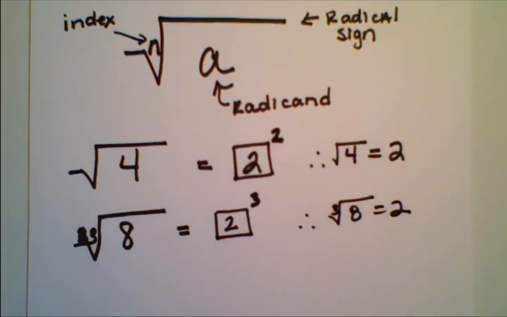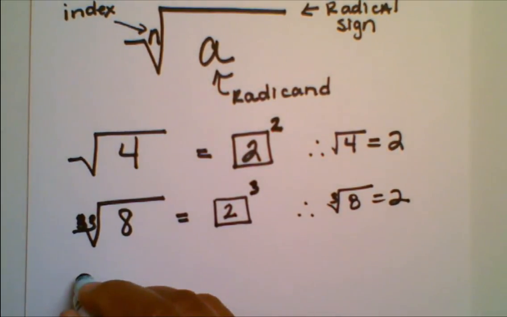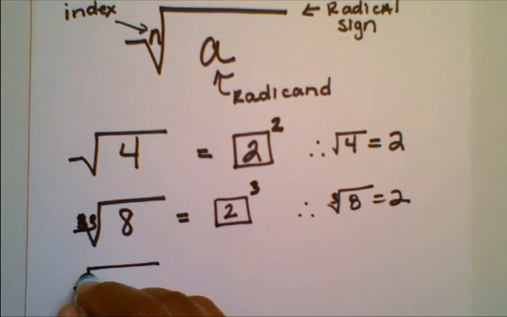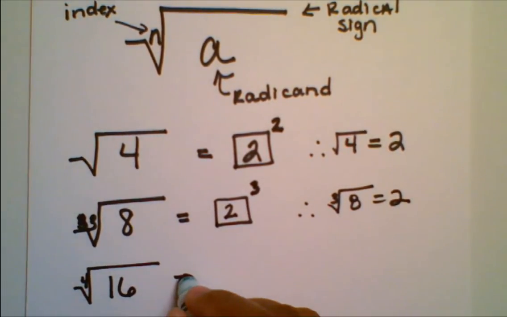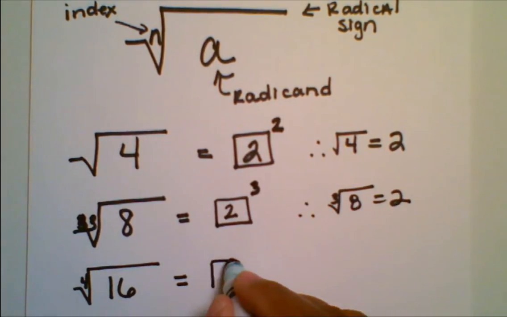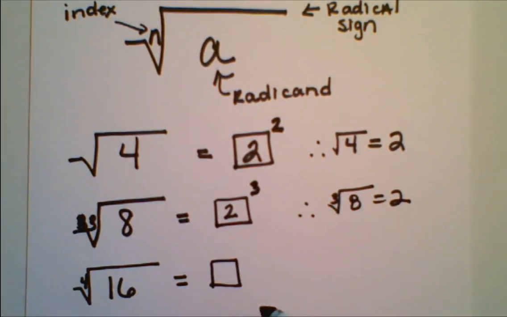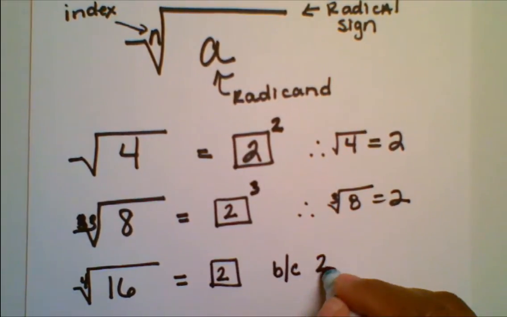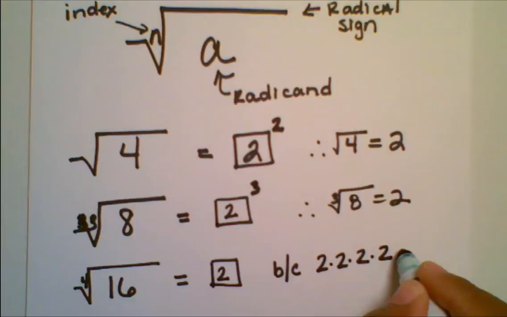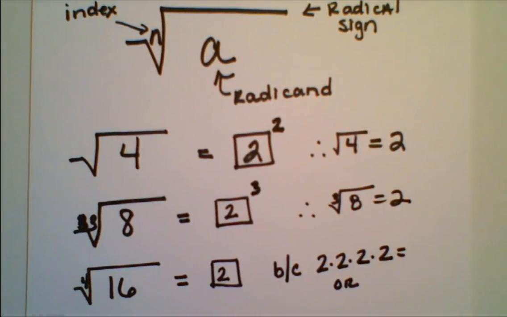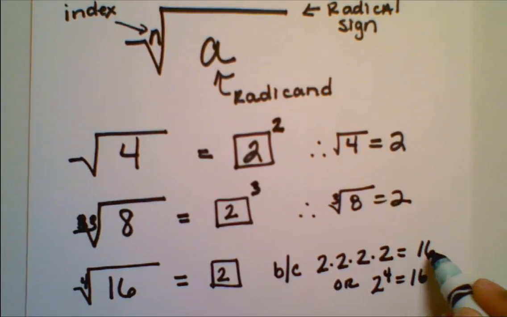So the index determines the root, of course, but also how many times you're going to be multiplying it. Here we have the fourth root of 16. What is a number that when we raise it to the fourth power, or multiply it 4 times, would give us the radicand of 16? That is 2, because 2 times 2 times 2 times 2, or 2 to the fourth power, both give us the radicand of 16.